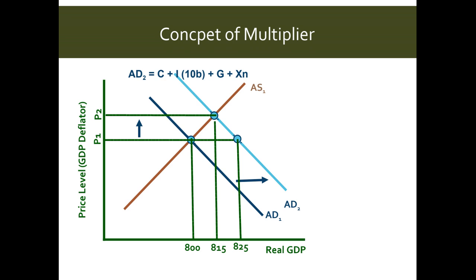And if you see that, 25 is nothing but 2.5 times 10. So it's a 2.5 multiple of 10 billion, 10 times 2.5. This is what we call the multiplier effect. That is, when investment increases by 10 billion, aggregate demand will increase by the multiplier, that is, by a multiple of 2.5 times. Now, where does this 2.5 come from? So let's discuss this in more detail.